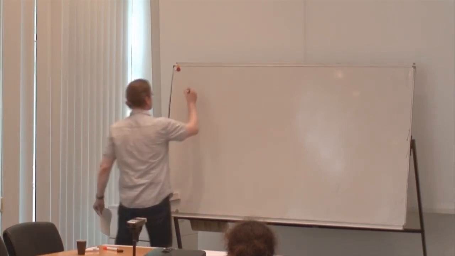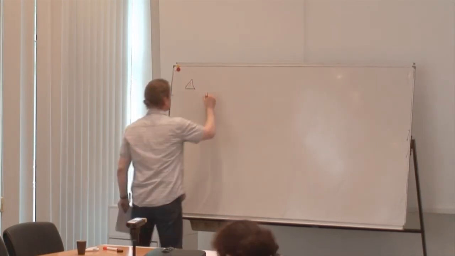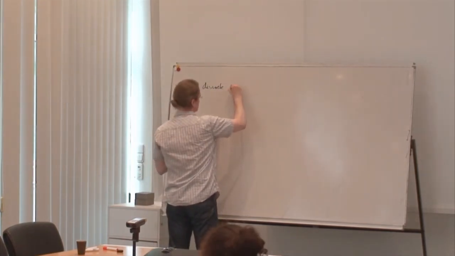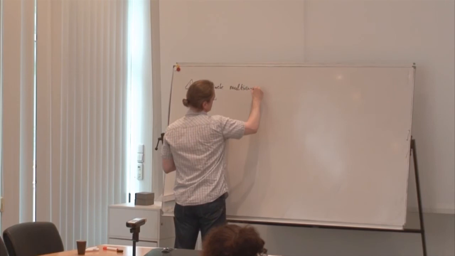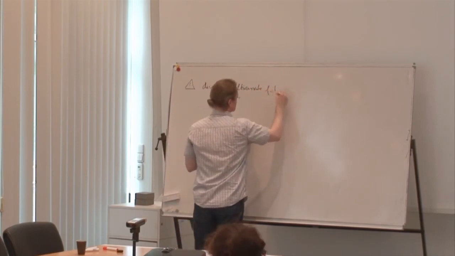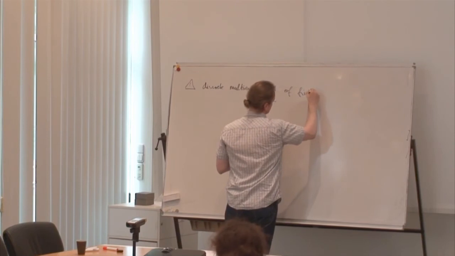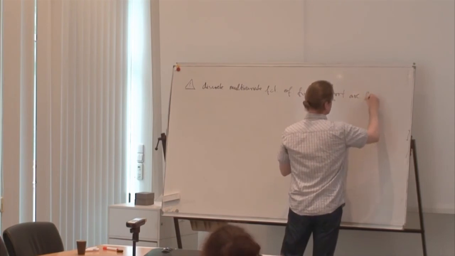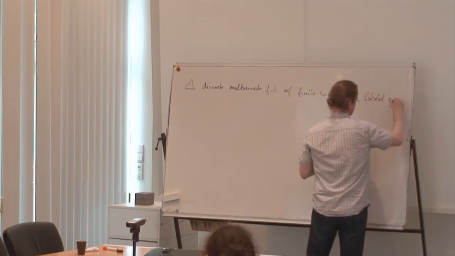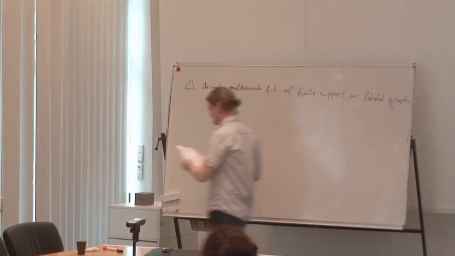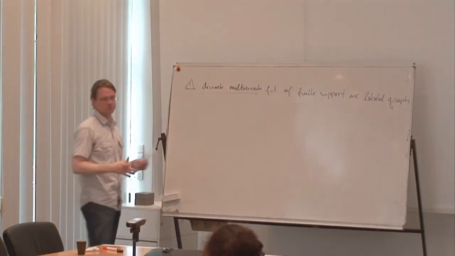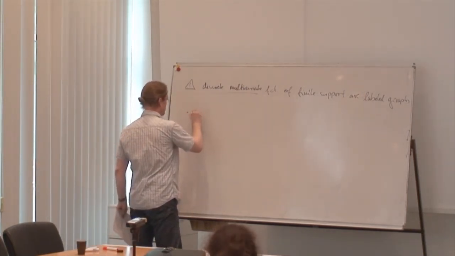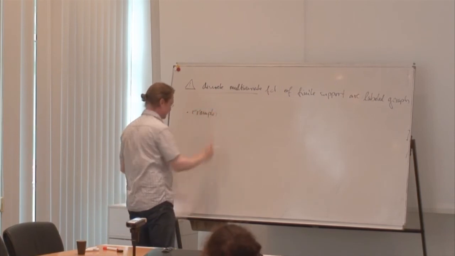So here is the last outrageous claim for today. Discrete multivariate functions of finite support are labeled graphs. And again, this is best shown by means of an example. We don't have to worry about proving all of this. We need to strengthen our intuition.